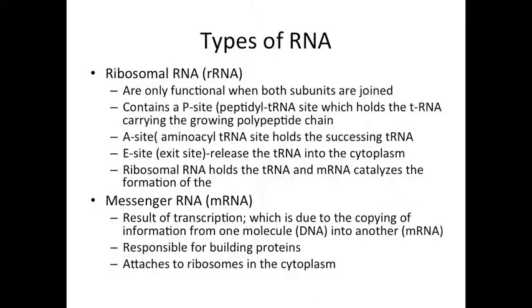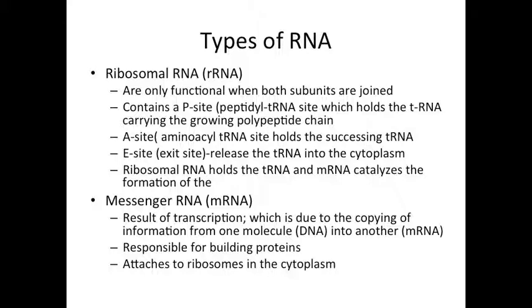There are three main types of RNA which are used throughout transcription and translation. The first one is ribosomal RNA, or rRNA, which is only functional when both subunits are joined. It contains a P site, or peptidyl tRNA site, which holds the tRNA carrying the growing polypeptide chain. It has an A site, or aminoacyl tRNA site, which holds the succeeding tRNA. And it has the E site, or exit site, which releases the tRNA into the cytoplasm. The ribosomal RNA holds the tRNA and mRNA and catalyzes the formation of the polypeptide chain.